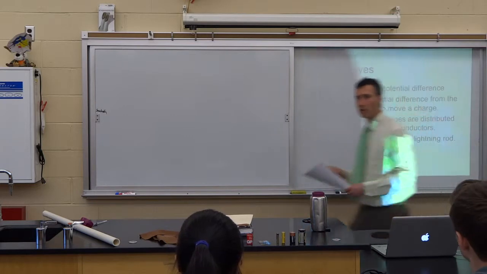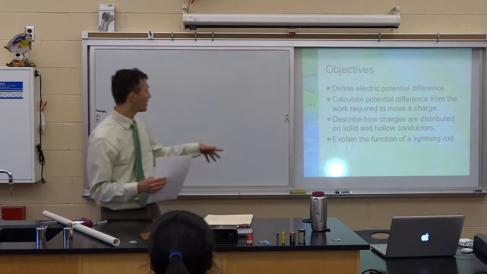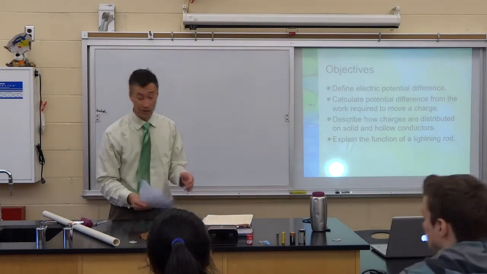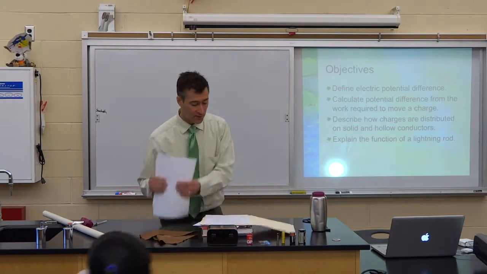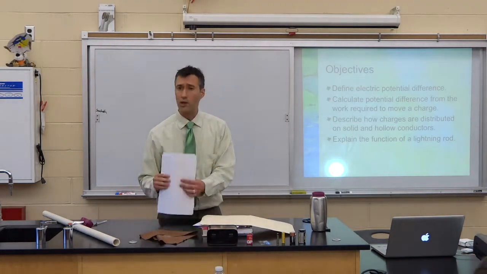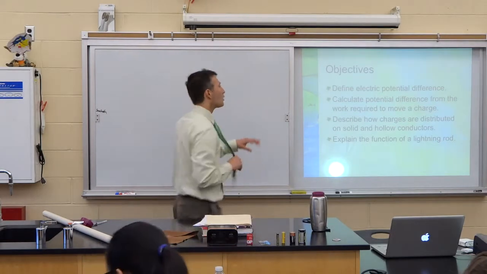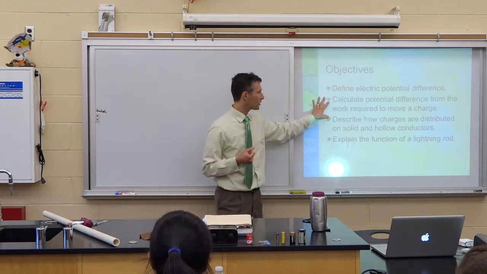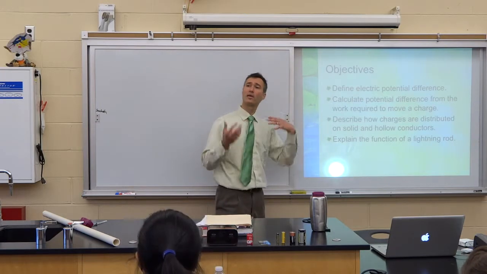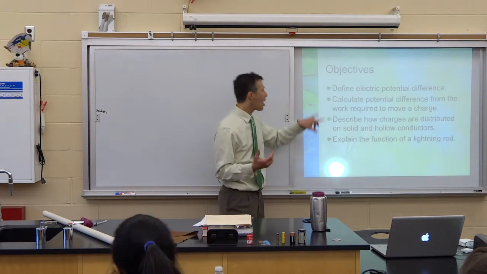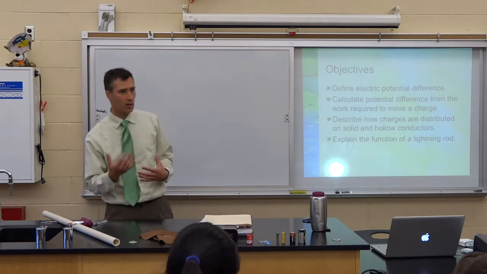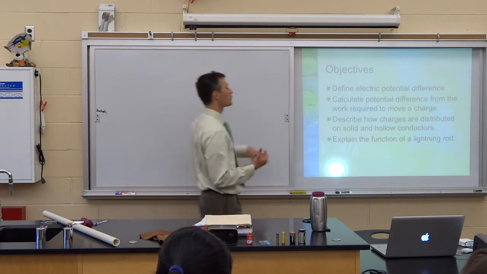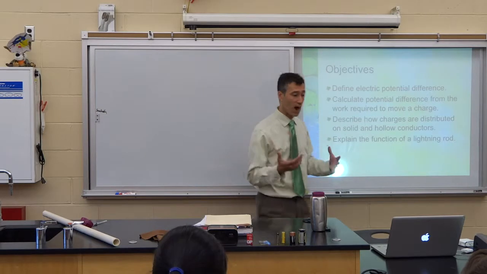We do have 4 objectives. I can probably live with not getting to the last one, but I don't know that we can live with not getting the first 3 done. So we do want to define a new variable called electric potential difference. We want to calculate potential difference from the work needed to move a charge around. We want to describe how charges are distributed on solid and hollow conductors, and then we do want to explain the function of a lightning rod.